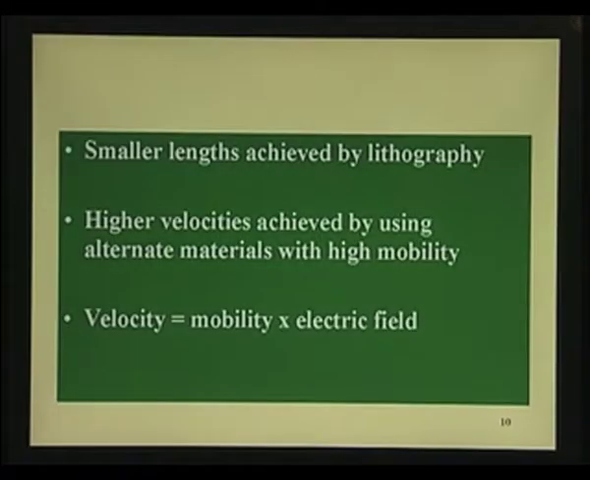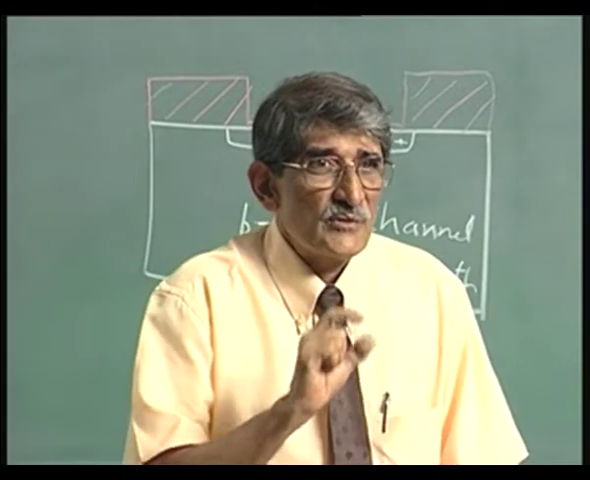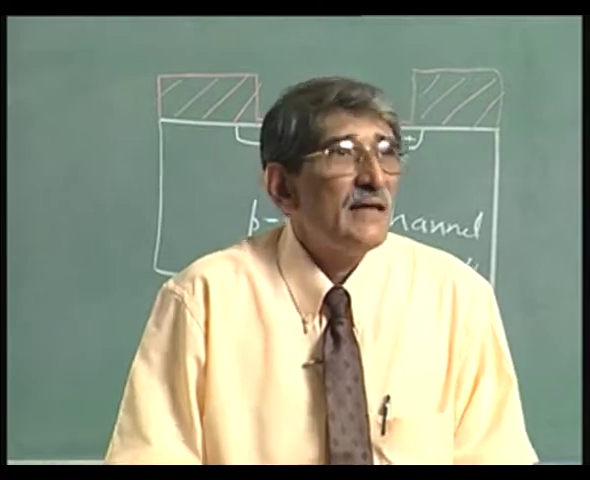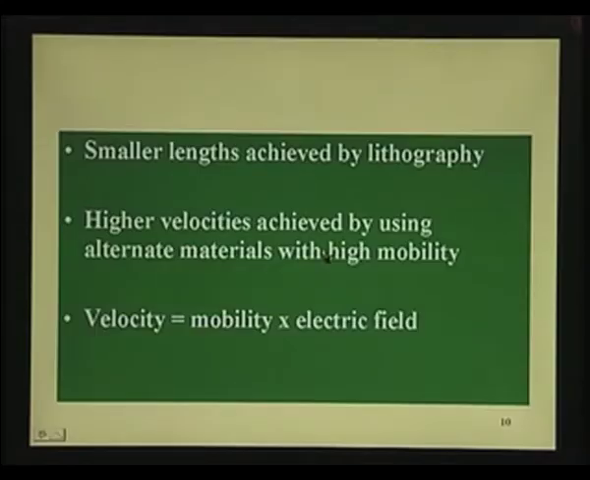What is the reason? The reason is the different material. Smaller lengths you can achieve by lithography. But if you do not have that lithography, or even if you have that lithography, you can go to higher velocities, which is achieved by using alternate materials with high mobility. So, it is the L by mu ratio always. L should be reduced, mu should be increased. If I keep the same L and increase the mobility, I get higher frequency. That is the idea. Now, velocity is of course directly related to mobility. I hope that is understood now.